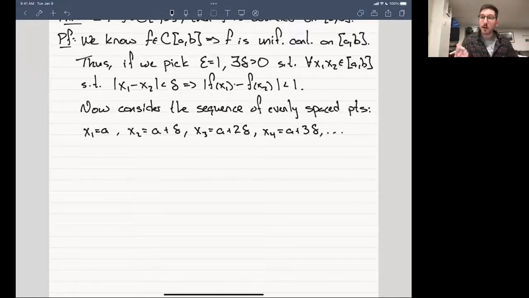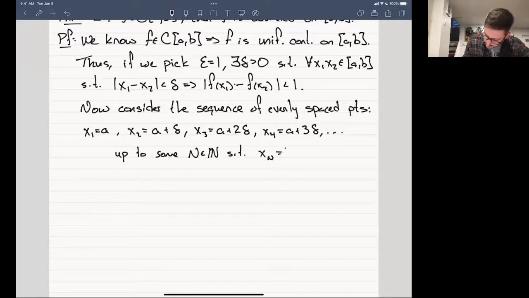And of course, by the Archimedean property, we have to eventually cover this whole domain. So then there exists some terminal point. So let's go all the way up to some capital N such that x sub capital N is equal to B.